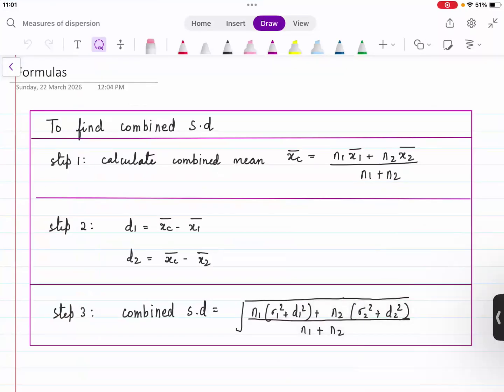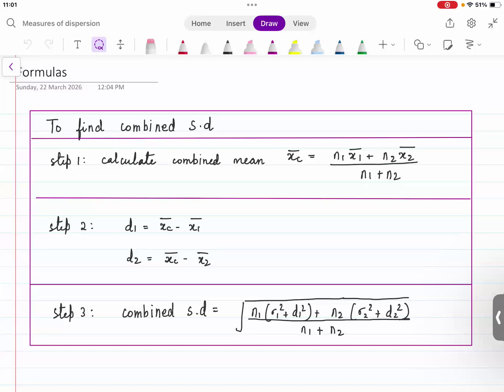Let us start with the next topic in measures of dispersion, combined standard deviation. There are 3 steps to find combined standard deviation. Step 1, we have to calculate combined mean. Combined mean is denoted as xc bar, which is equal to n1 x1 bar plus n2 x2 bar by n1 plus n2.